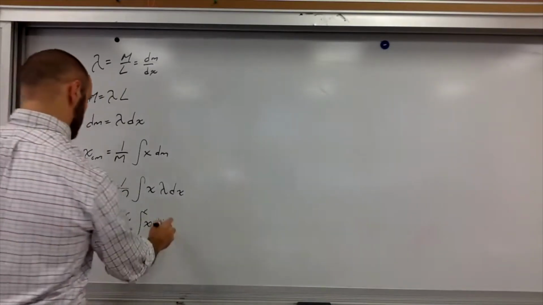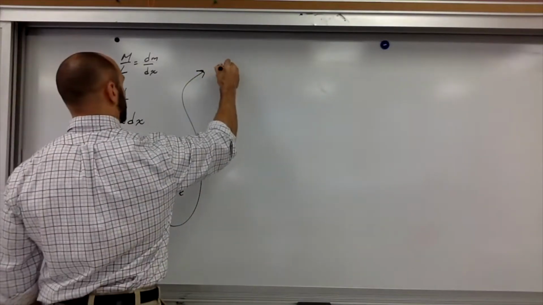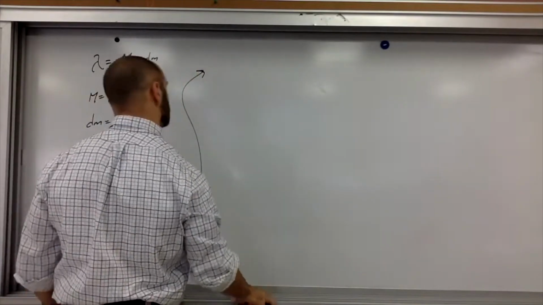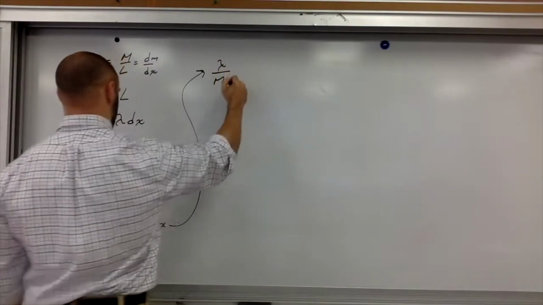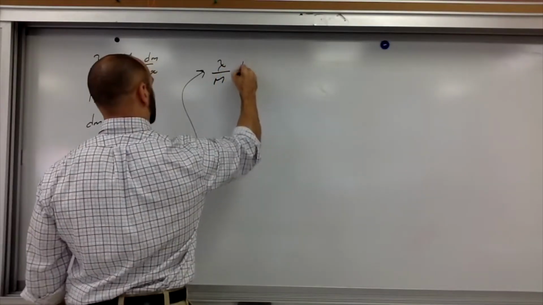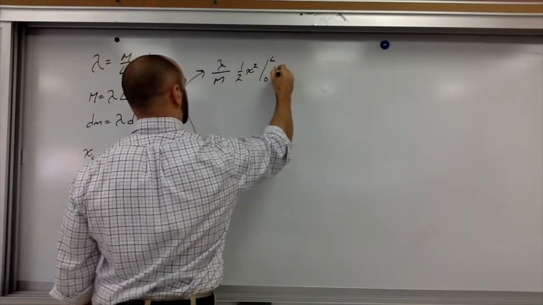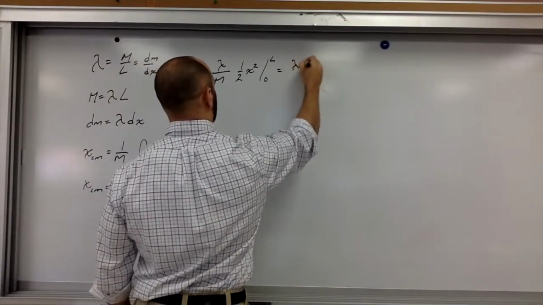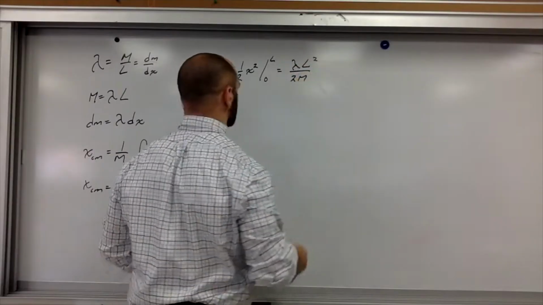All right, so let's come up here now and take the integral. We have lambda over big M times 1/2 x squared from 0 to L. So this ends up being lambda L squared over 2M.